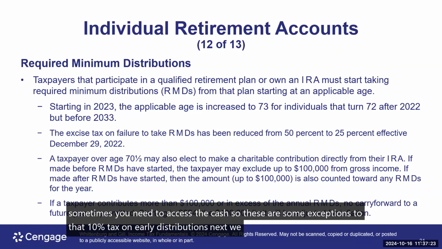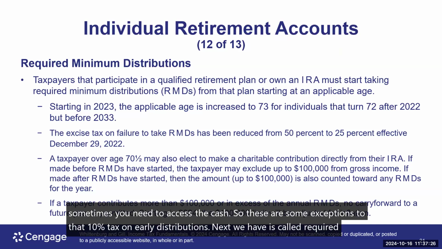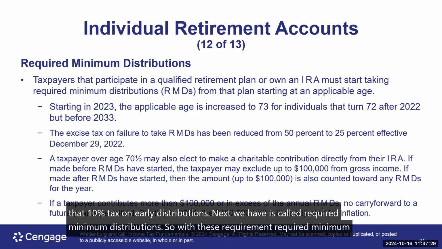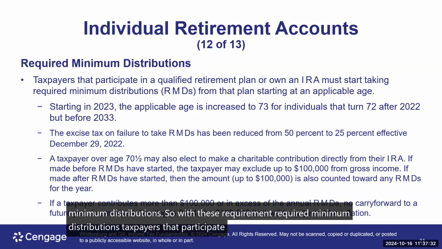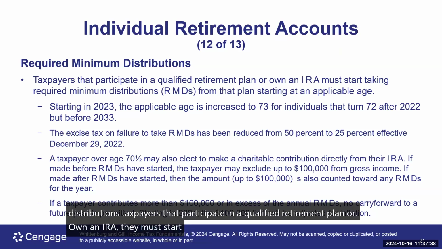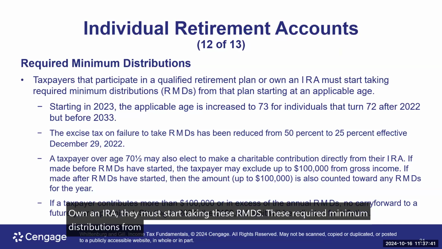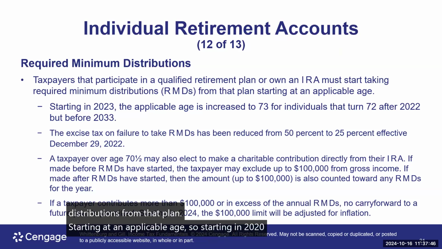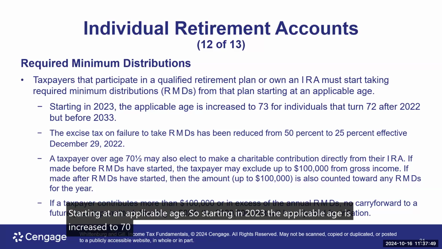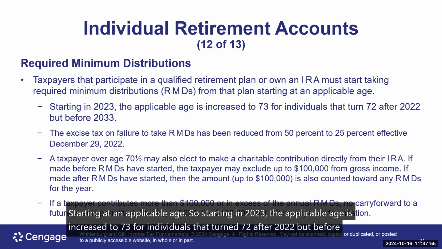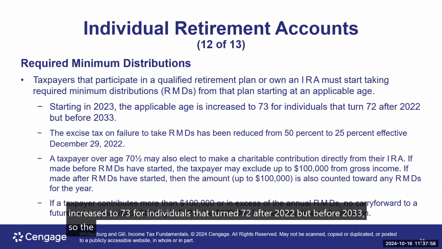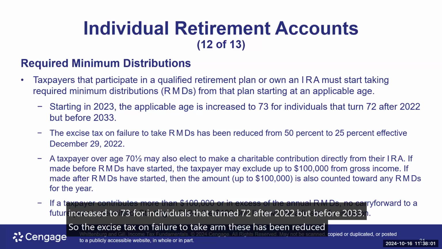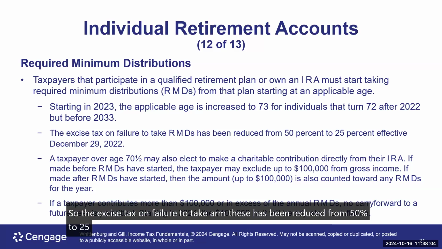Next, we have what are called required minimum distributions. With required minimum distributions, taxpayers that participate in a qualified retirement plan or own an IRA must start taking these RMDs from that plan, starting at an applicable age. Starting in 2023, the applicable age is increased to 73 for individuals that turn 72 after 2022, but before 2033. The excise tax on failure to take RMDs has been reduced from 50% to 25% effective December 29th, 2022.